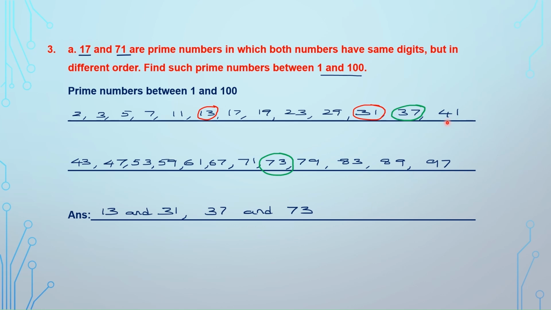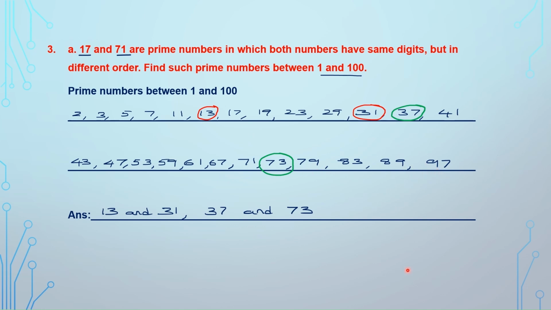Now 41 and 14. No, 14 will become an even number. 43 and 34, no. 47 and 74, no. 53 and 35, no. 59 and 95, no. 61 and 16, no. 67 and 76, no. 71 we already have in the question. 79 and 97, yes, can you see?